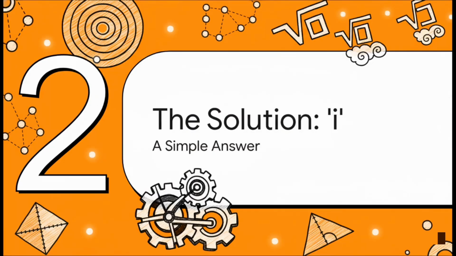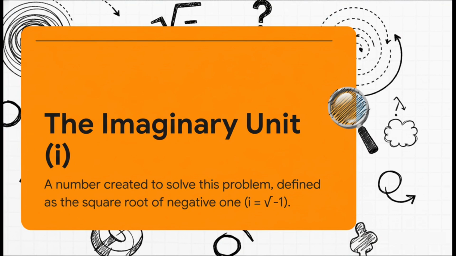But here's where things get really cool. Mathematicians are a clever bunch, and they looked at this impossible problem and basically said, well, what if we just imagined a solution? And the solution they came up with is so simple it's genius. They said, fine, if a number that is the square root of -1 doesn't exist, we'll just invent it. And they did. Meet i, the imaginary unit. Its entire job, its whole reason for being, is to be the square root of -1.